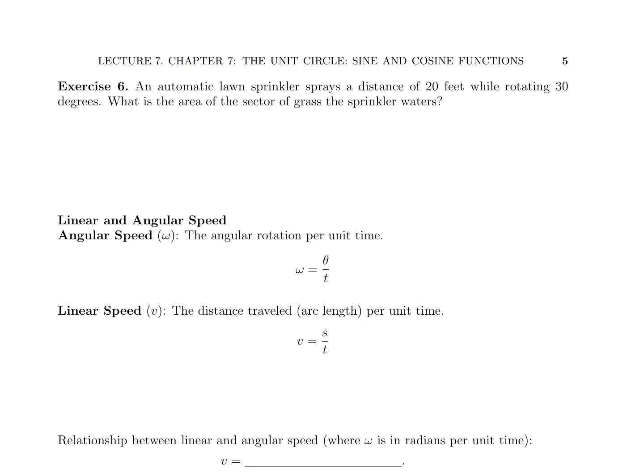All right, an automatic lawn sprinkler sprays a distance of 20 feet while rotating 30 degrees. What is the area of the sector of grass the sprinkler waters? So they're giving us a sector of a circle. The radius is 20, and the central angle is 30 degrees, which we need to convert to radians. So let's do that first.